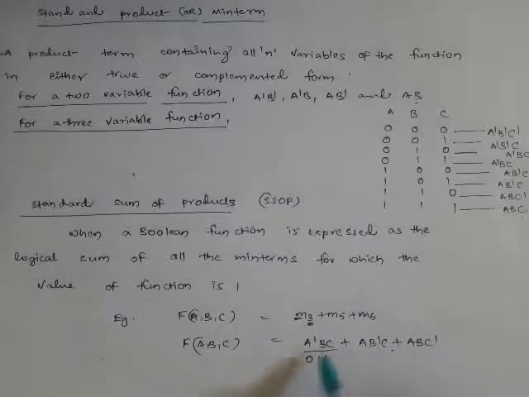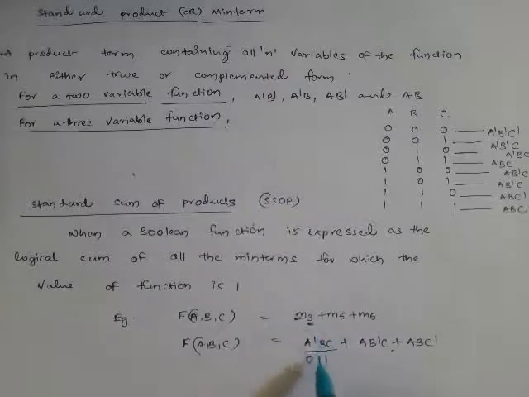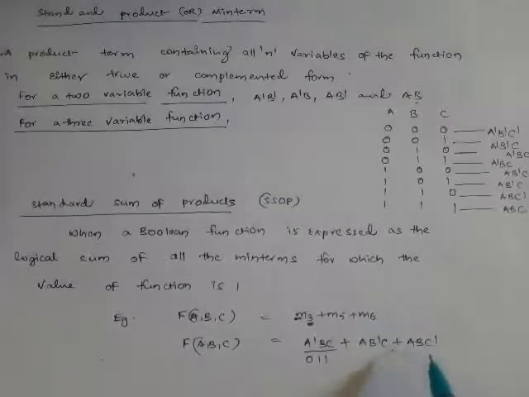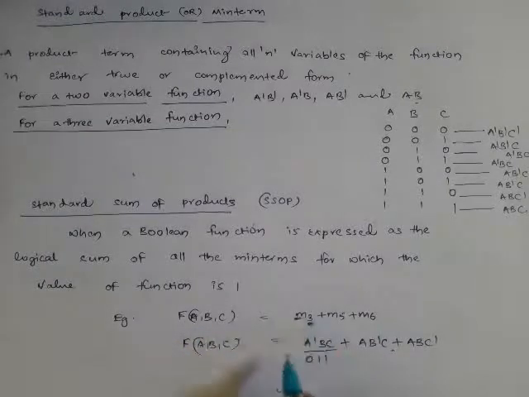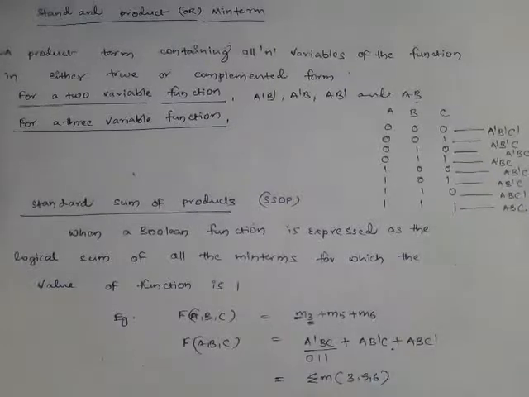Since these are all the minterms, I use the small letter m, and the subscript will be the decimal equivalent of the binary number which is represented by the minterm. So this I can write as m5 as it is 1 0 1. This is m6, 1 1 0. So in short, I can write this expression as m3 plus m5 plus m6. Simply I can write this as summation of m 3, 5, 6. The sum of minterms 3, 5, 6.